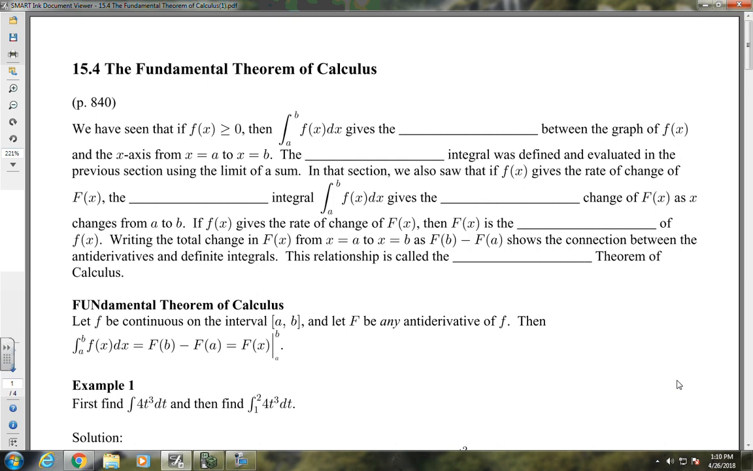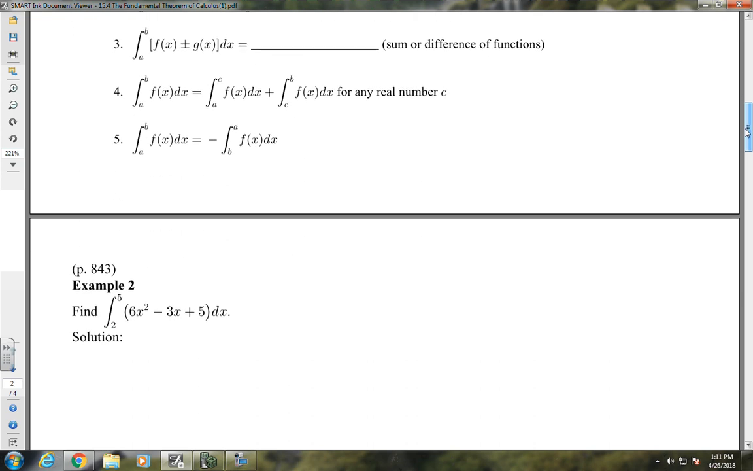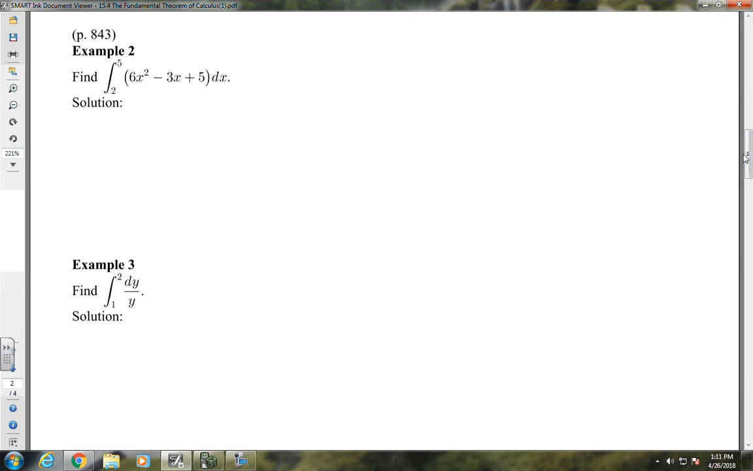In section 15.4, we're looking at the fundamental theorem of calculus. That's a pretty important theorem. So take some time to read the text, go through your first page of notes, and when you've completed that, I'll work through some examples with you starting on example 2. I'll work examples 2, 3, 4, 5, and 6 in this video.